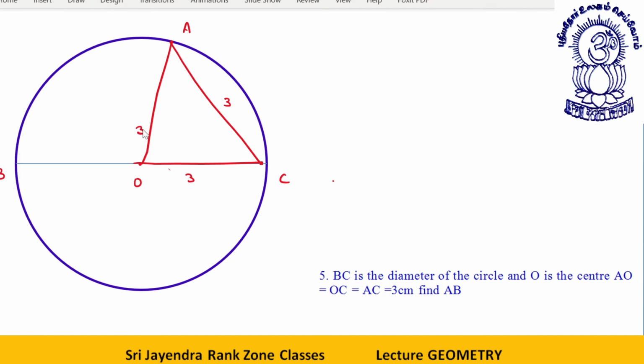What will happen, dear friends? What does it mean? It means all these are radius, all these are equal. AO is equal to OC is equal to AC, all these are how much? 60 degree.